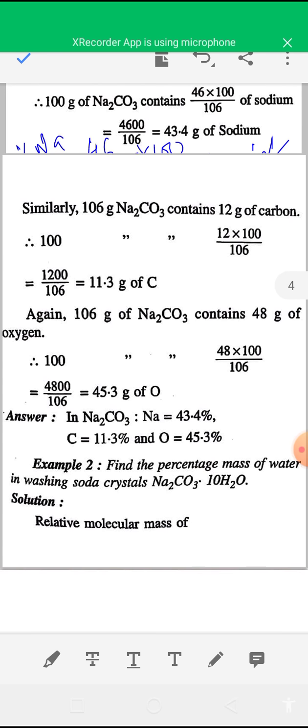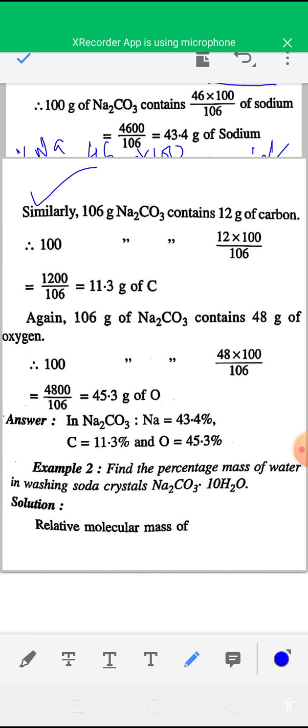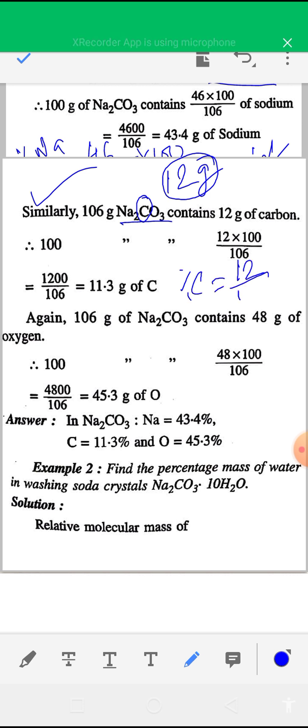Now see calculation of carbon in sodium carbonate. I have already calculated the molecular weight of sodium carbonate, it is 106. In 106 gram sodium carbonate, carbon present is 12 gram, only one carbon atom. So percentage composition of carbon will be equal to mass of carbon, 12 gram, divided by molecular weight of the compound, 106, into 100. So 12 by 106 into 100 is the percentage composition of carbon.